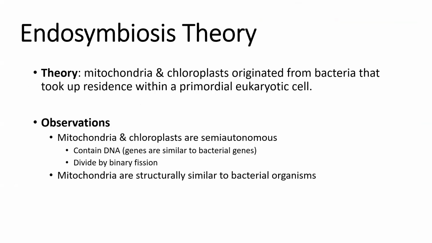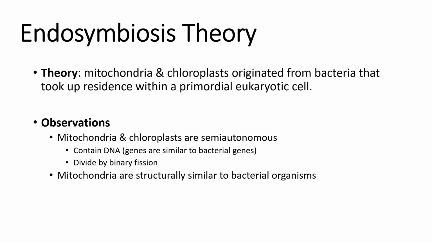And the theory is this: the mitochondria and the chloroplasts originated from bacteria that took up residence within a primordial eukaryotic cell. That means that originally the pre-eukaryotic cell, and these mitochondrial and chloroplast ancestors, were once prokaryotic organisms, and they merged together and became part of the eukaryotic cell.